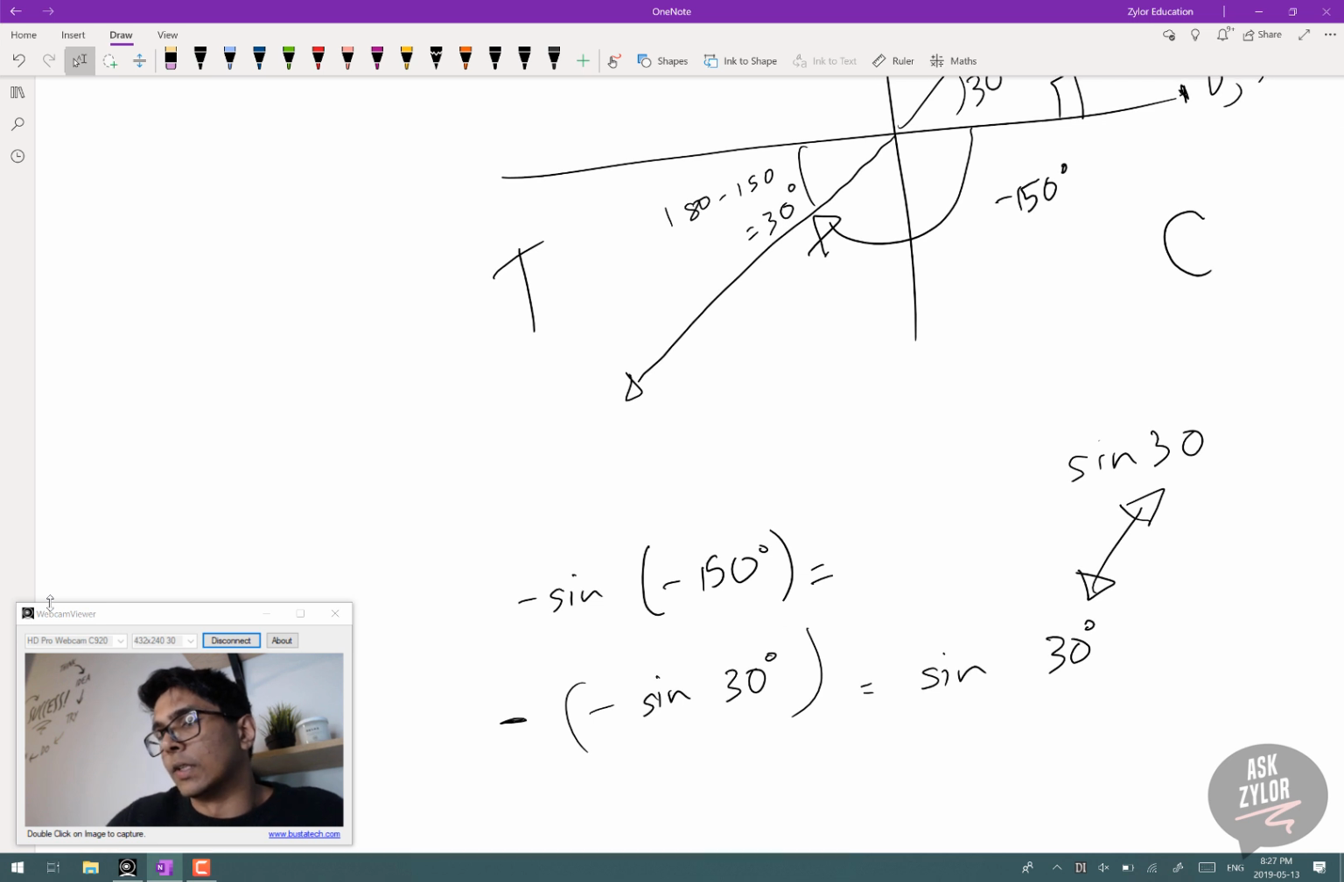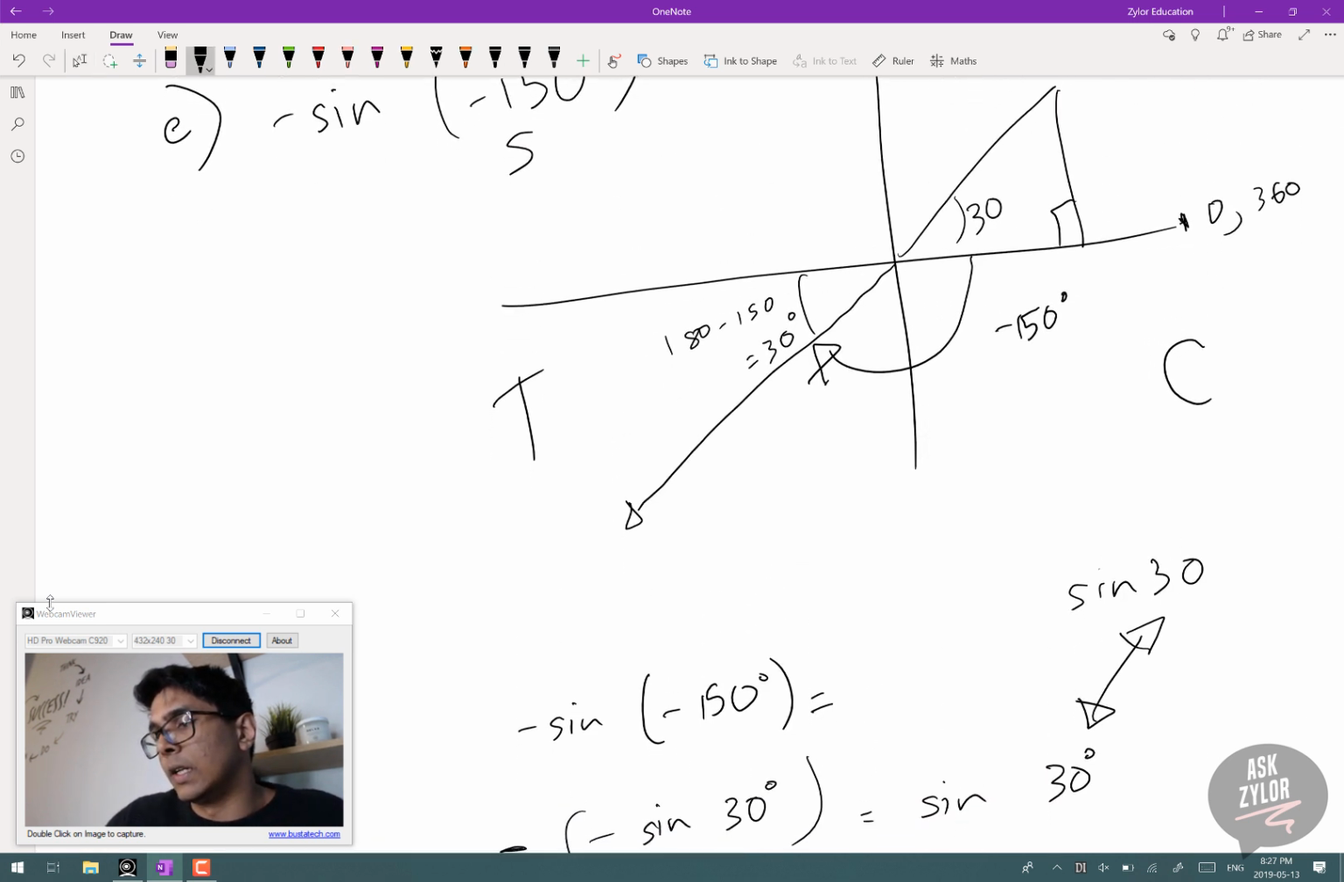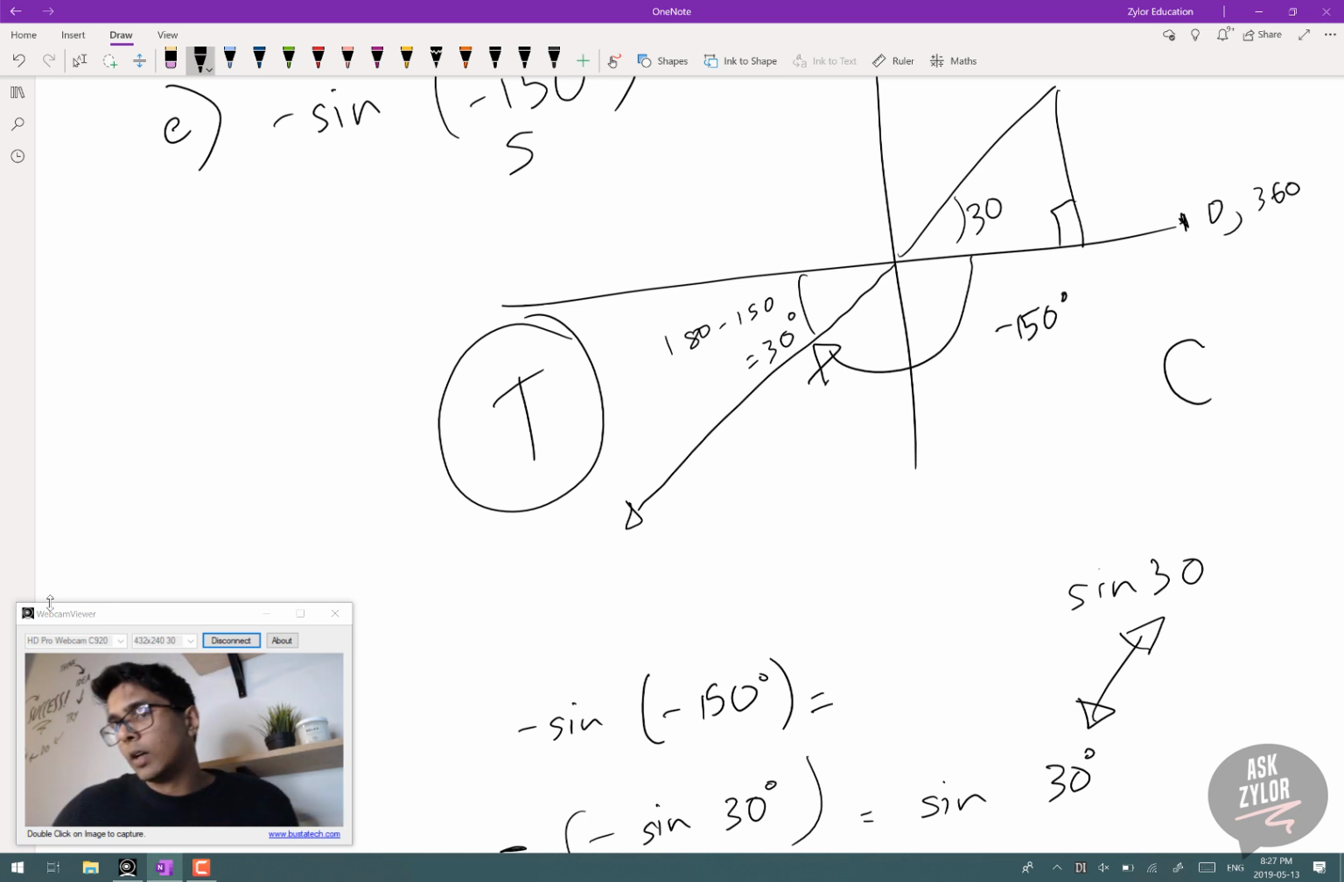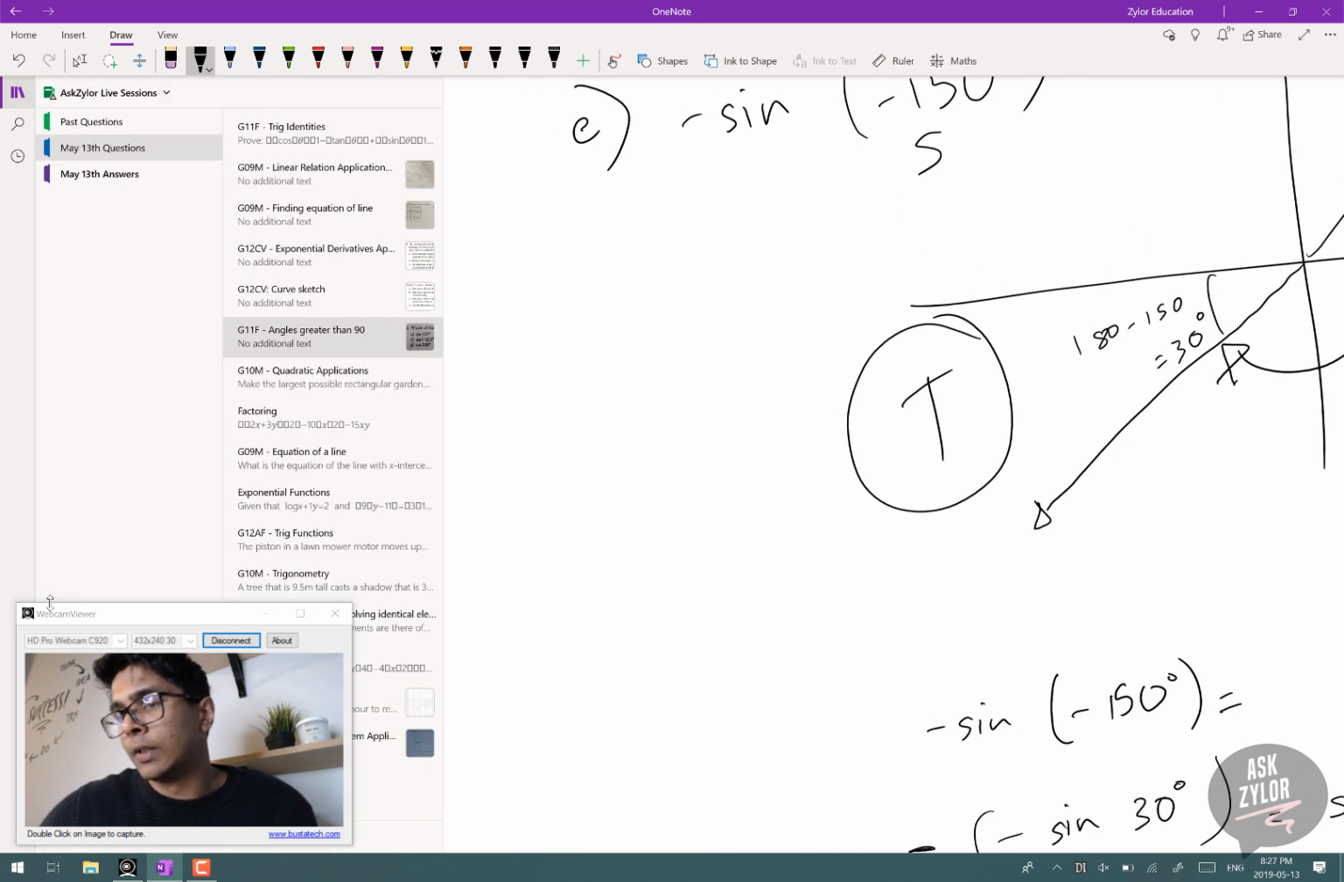Once again, just to summarize, the sine of 150 is negative because it is in the third quadrant, and the only positive primary trig ratio there is the tan. Sine and cos are both negative in the third quadrant. So let's move on to the next question.